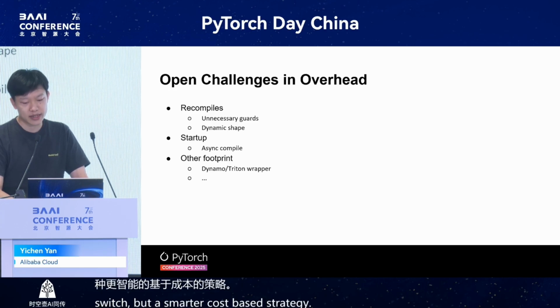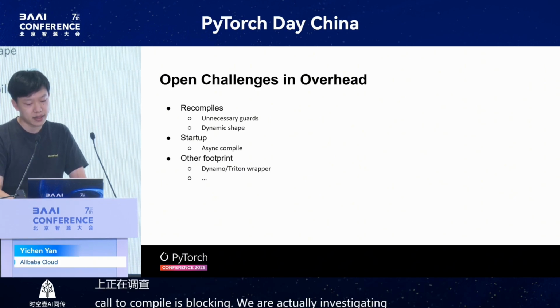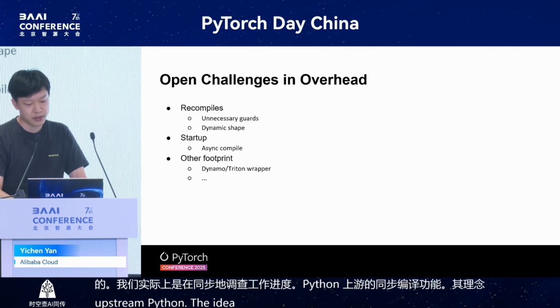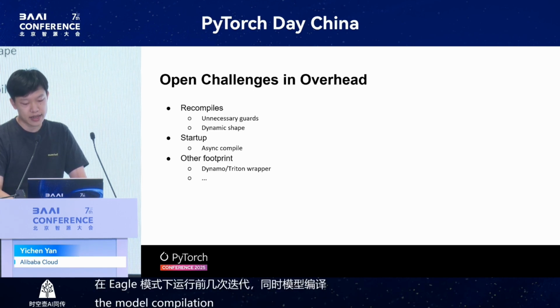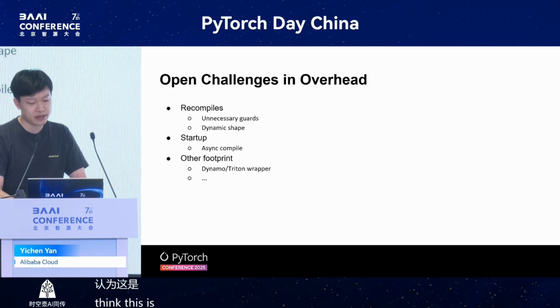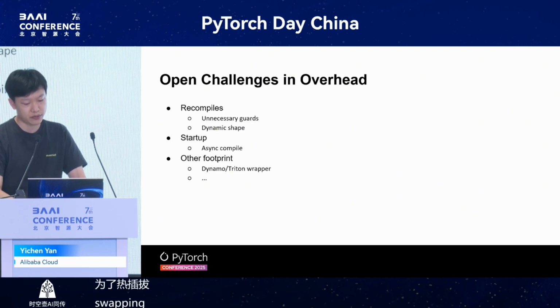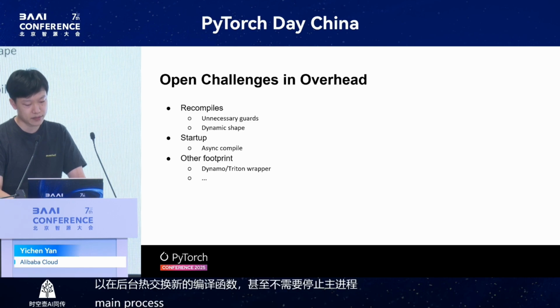So the next is startup latency. The first call to compile is blocking. We are actively investigating the work in progress asynchronous compilation feature in upstream PyTorch. The idea is to run the first few iterations in eager mode while the model compiles in the background, hiding the latency. We think this is amazing and has potential beyond just startup. Perhaps for hot swapping new compiled functions in the background without even stalling the main process.